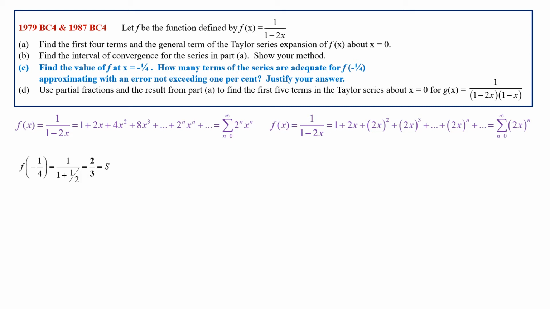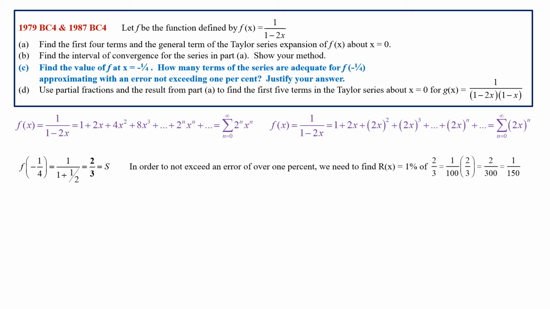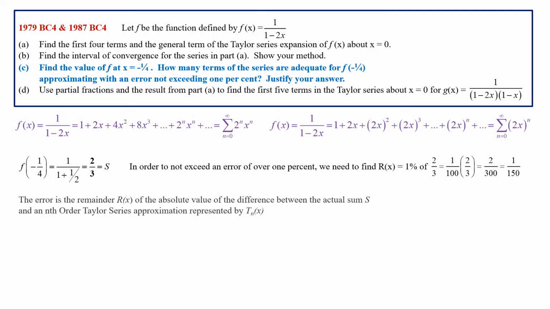But in this case, I want to make sure that my error is no bigger than 1% of the original or the actual amount. So what I need to do is take 1% of 2/3. Now 1% is 1/100th, so I'll multiply 1/100th by 2/3. I'll come up with 2/300ths, which is the same as 1 over 150. So you'll notice I wrote R of x. R of x is a remainder. And the error is the remainder, which is the absolute value of the difference between the actual sum S, okay, so there's the S, and S is 2/3.